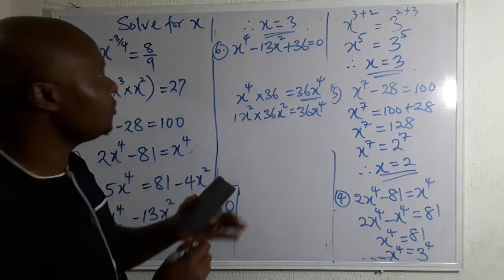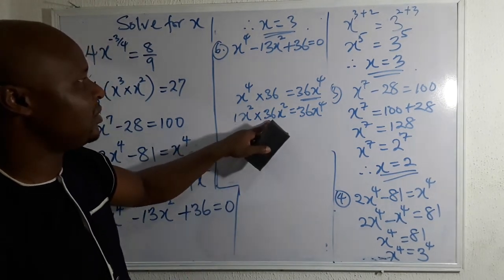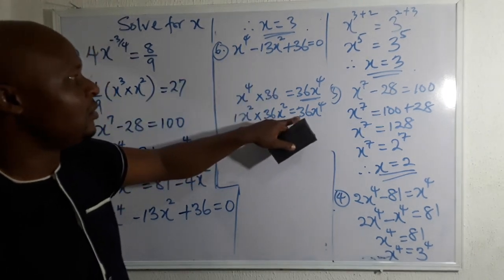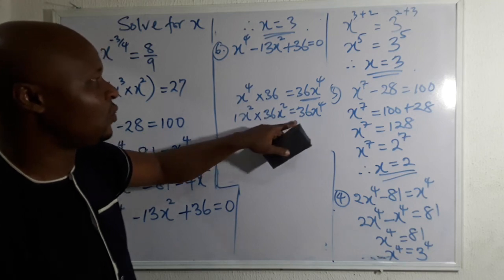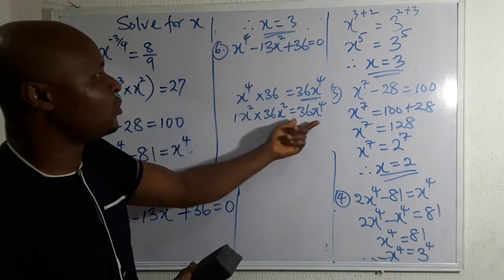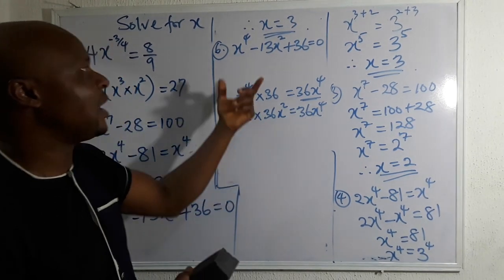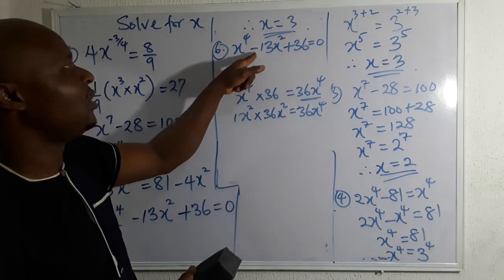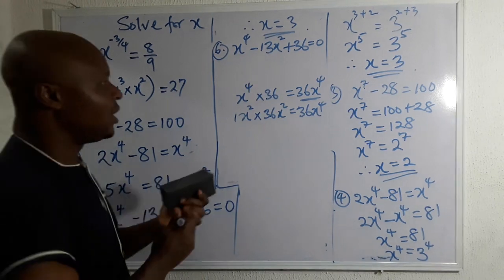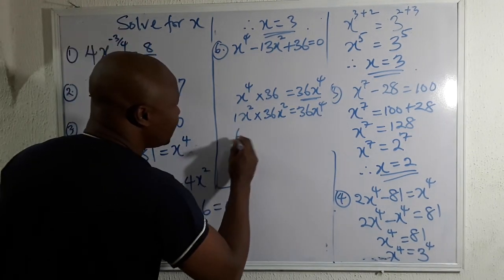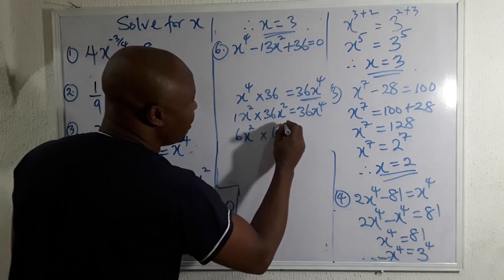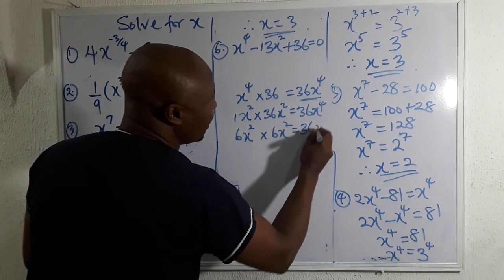But when we add 1 plus 36, it's not going to give us minus 13. So we'll look for 2 factors of 36x raised to power 4, such that when we multiply them, it's going to give us 36x raised to power 4, and when we add them, we are going to get minus 13x raised to power 2. Now, let me give you an example. 6x raised to power 2 times 6x raised to power 2 will also give us 36x raised to power 4.